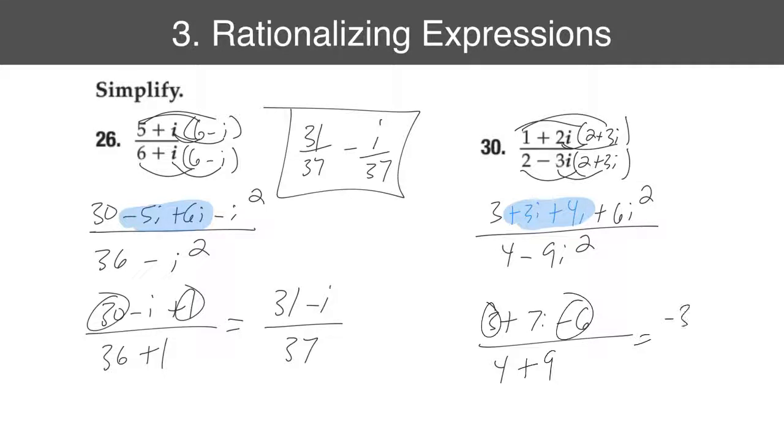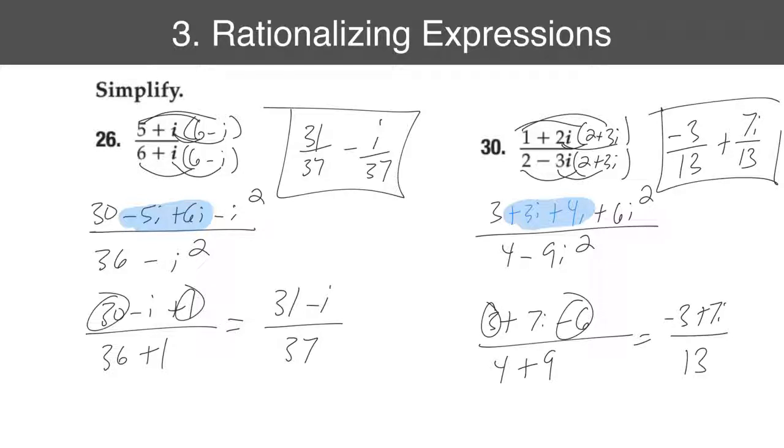would be 13. So again, I'm fine with this answer, but they're going to want you to write it in its two parts. It would be negative 3 over 13 plus 7i over 13. So that would be your final answer.